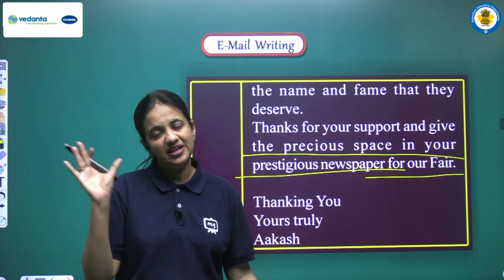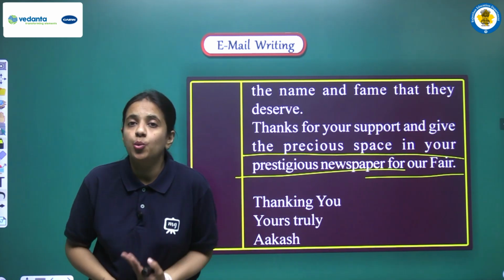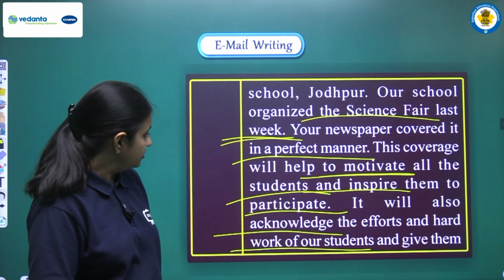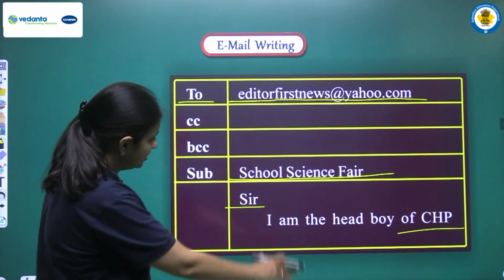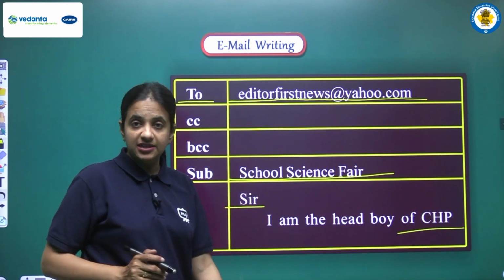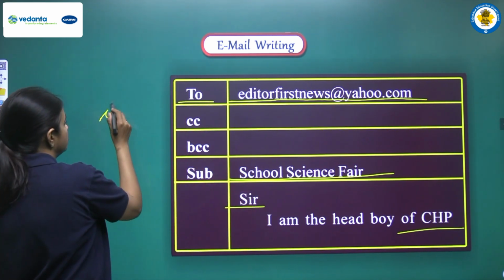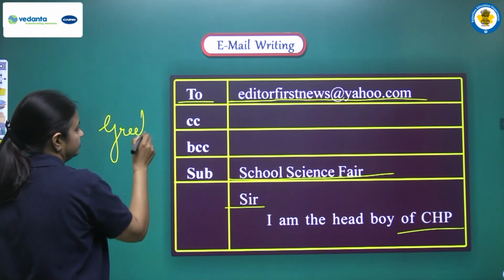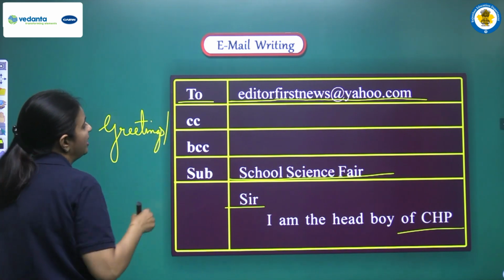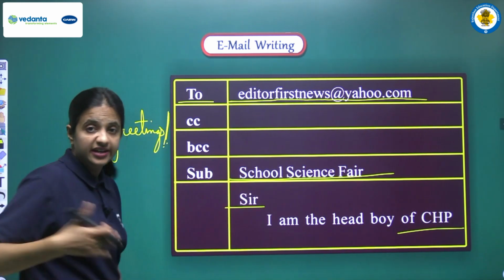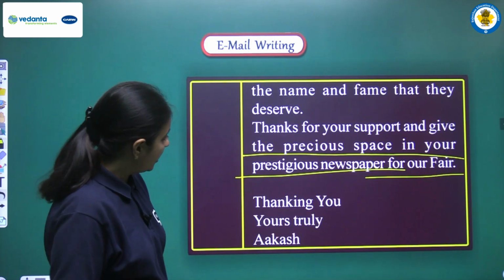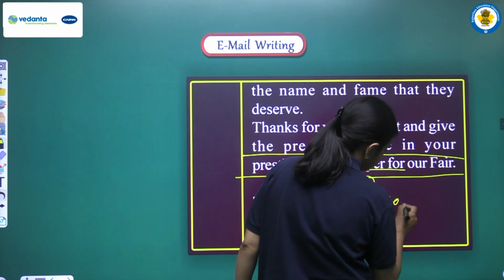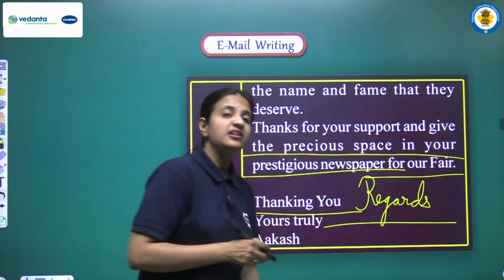Okay, so in the beginning you have to write the perfect word to address the person, and after that you can write greetings also, like in this example we are writing sir, so after sir you can write greetings also, but that should be in capital. You can write greetings in this manner, sir greetings. And at the end of the email, here we have thanking you, you can write regards also. So there are some variations that you can use.